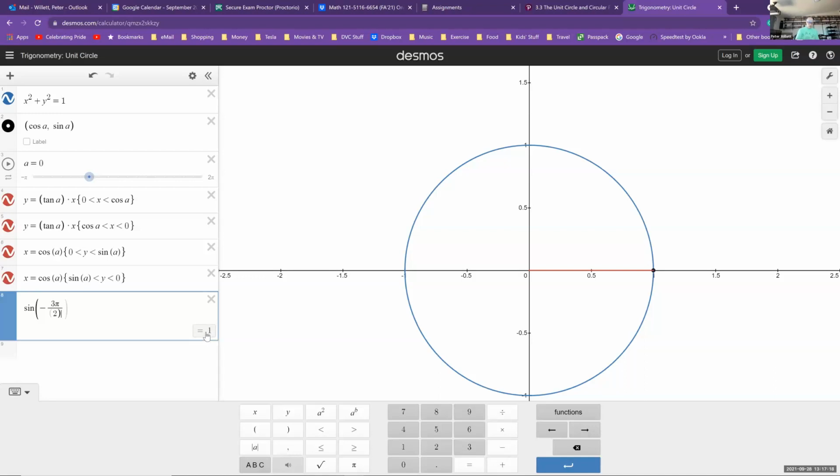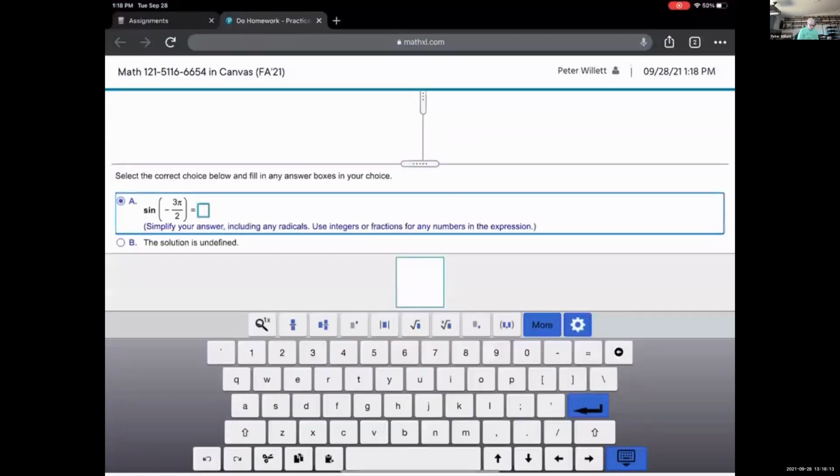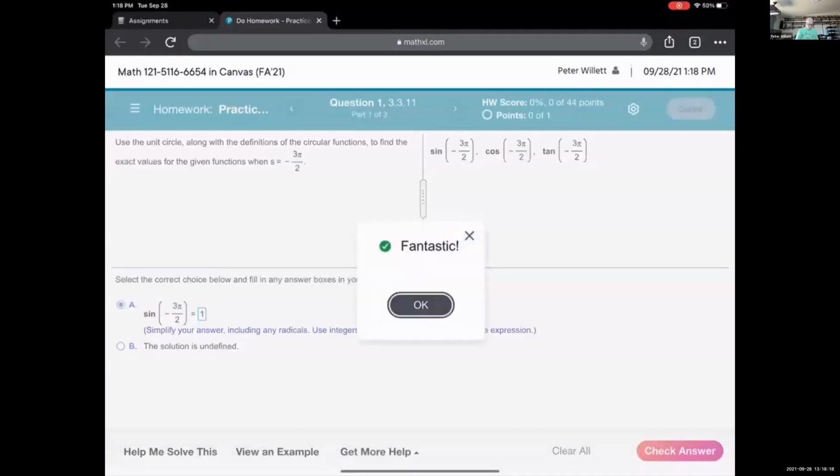So the problem itself said to use the definitions to find the exact value. And I did that, but I'm also showing how you could check it and maybe even sometimes just do the problem by typing it on a calculator. Okay, so let's go back over to the tablet again. All right, so I did it a couple of different ways. And so then I can go over here and put in a 1. And it's happy, etc.